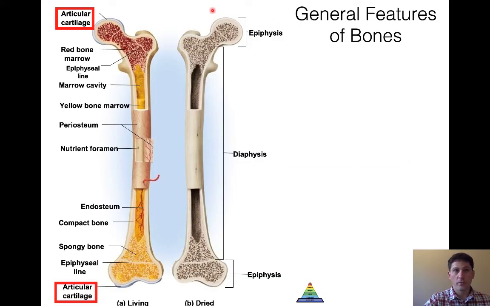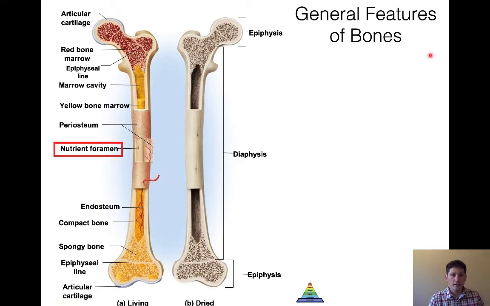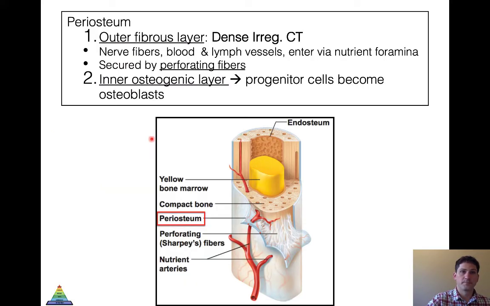Now, we mentioned this before. We have articular cartilage over the epiphyses, where we have joints articulating, to reduce friction. And then you'll also see these little nutrient foramina. These are where blood vessels go inside of our bone to take in blood, or take in oxygen, and take out carbon dioxide. And then in this image, we can see on our living bone that outer connective tissue periosteum that's vascularized right here.